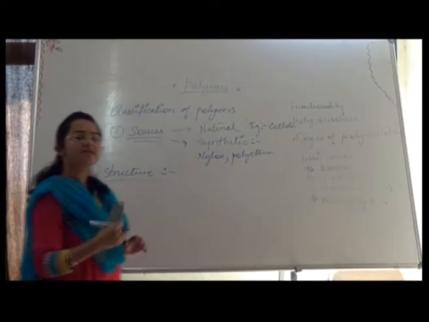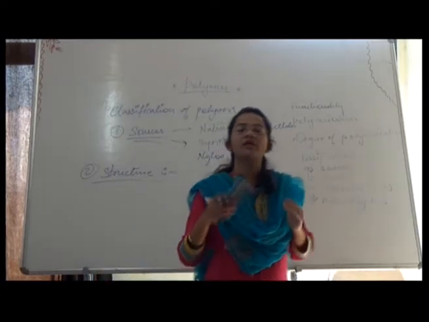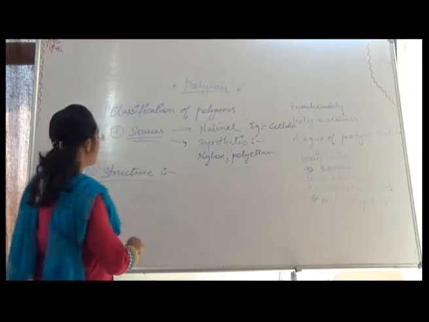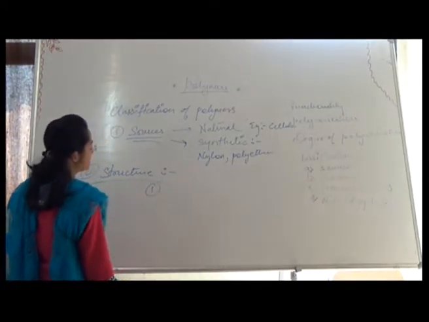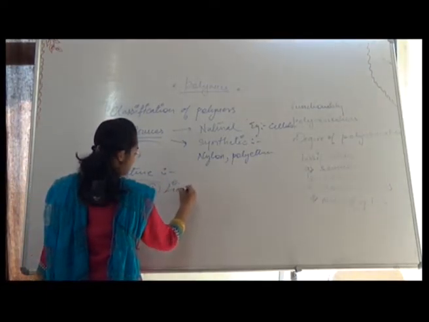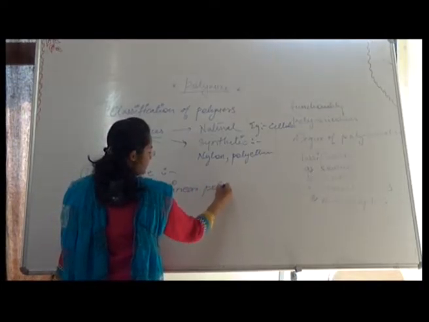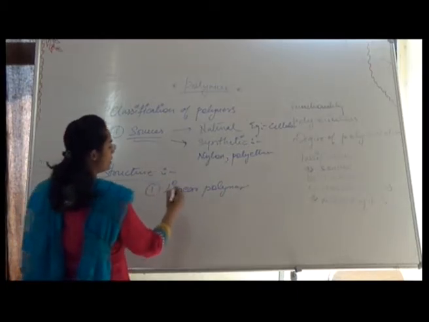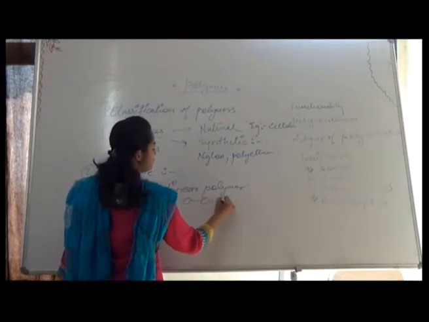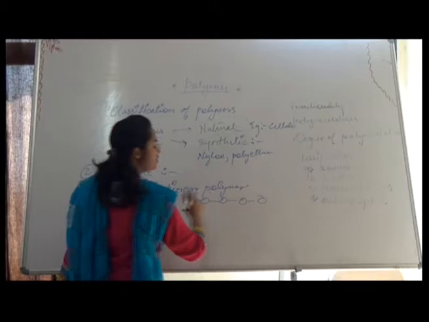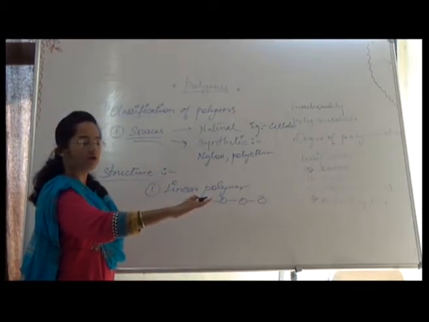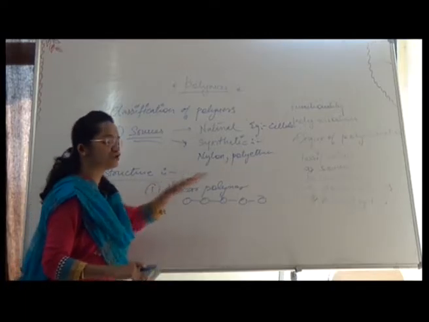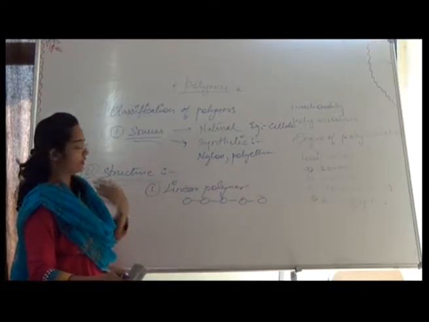Okay, now the second classification is based on structure, meaning what kind of structure the polymer possesses. The first is the linear polymer. A very well-known example is polyethylene. The linear molecule gives polymers in a straight chain. There is no branching, no cross linking, nothing. It is a straight chain, hence it is known as a linear polymer.